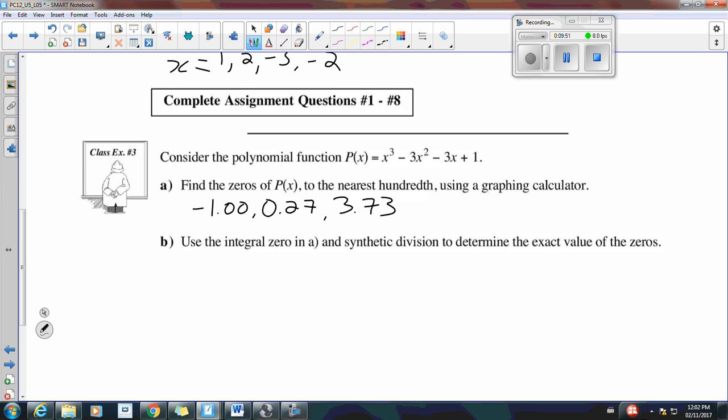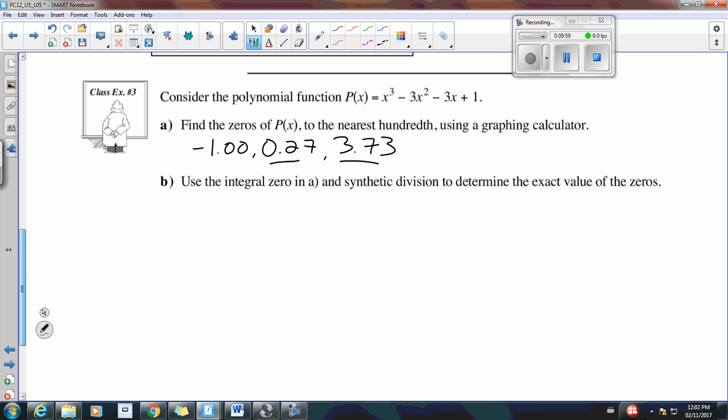So these aren't exact values here, which is kind of a problem if we want to factor this. And it turns out that if these cannot be written as exact values, we don't have a way to factor it. We could use the quadratic formula to find the zeros, which is what we're going to do. So use the integral zero in A and synthetic division to determine the exact value of the zeros.